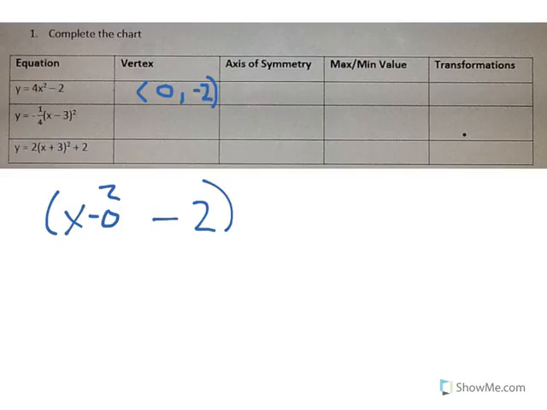Our axis of symmetry is always the x value of our vertex. It's the imaginary line that vertically splits the parabola in two. So our axis of symmetry is going to be x equals 0.